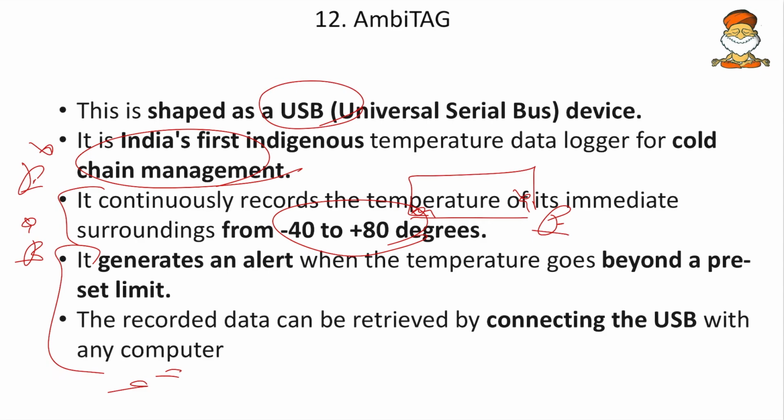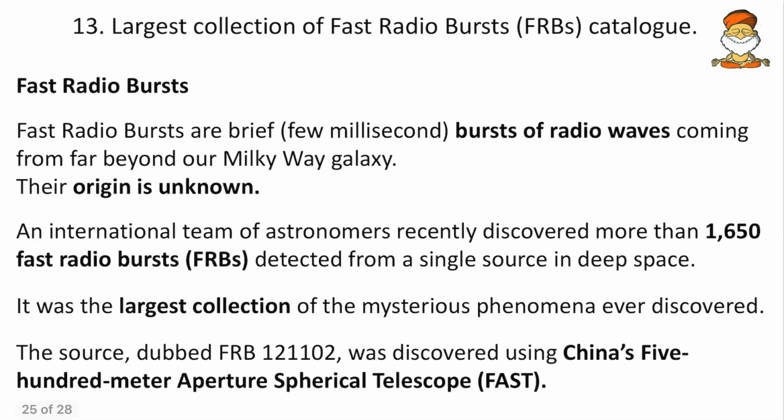So those both will matter. Then come to the next, the large collection of fast radio bursts. There was a collection of these fast radio bursts recently. In that context, what are these fast radio bursts? These FRBs are brief, that is, they come in a few milliseconds. They are brief bursts of radio waves coming from far beyond our Milky Way galaxy.